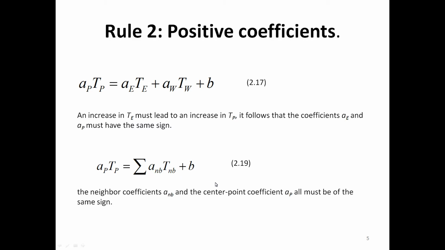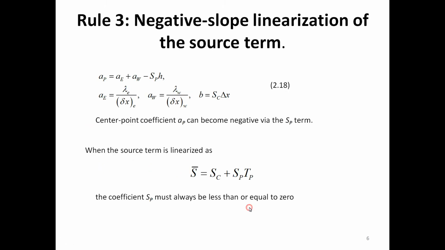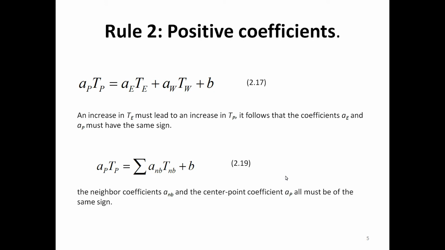Let us decide to write our discretization equations such that the coefficients are positive. Then rule 2 can be stated as follows. All coefficients a sub P and neighbor coefficients a sub nb must always be positive.